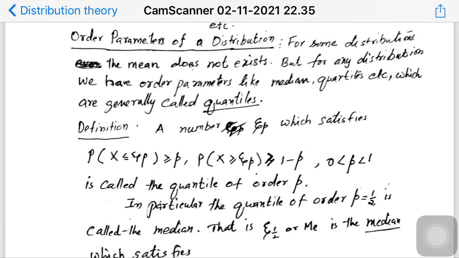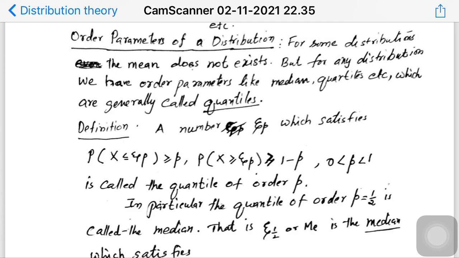Okay, now here we shall discuss the order parameters of a distribution. What is meant by order parameters? So far we have discussed many characteristics of a probability distribution like raw moment, central moment, mean, variance, etc. But here, another category of parameters of a distribution is order parameters.